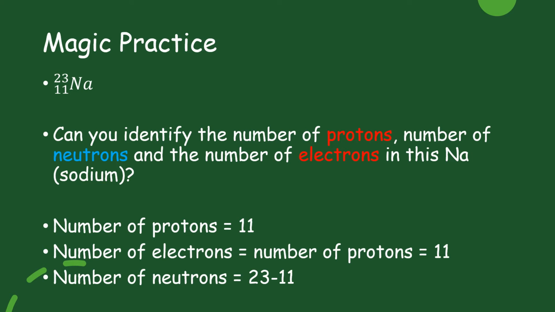The number of protons will be 11. The number of electrons will be equal to the number of protons, which is 11. And the number of neutrons will be 23 minus 11, which is basically 12. So in this sodium atom, the number of neutrons is 12.